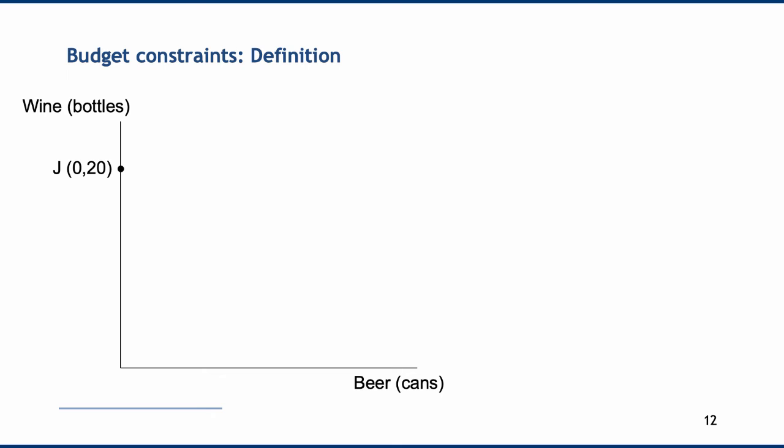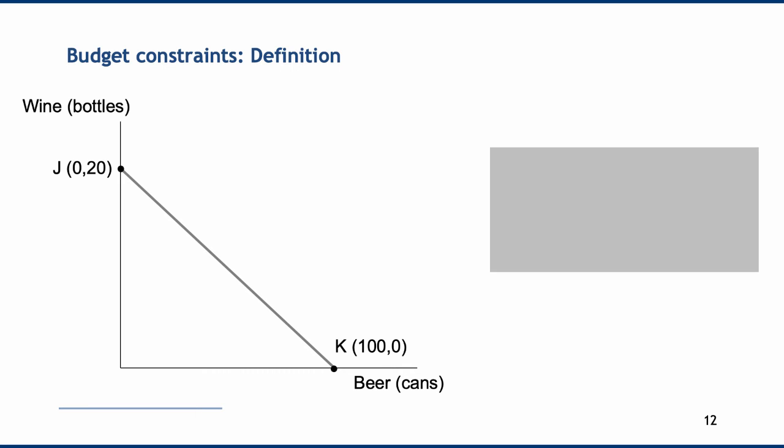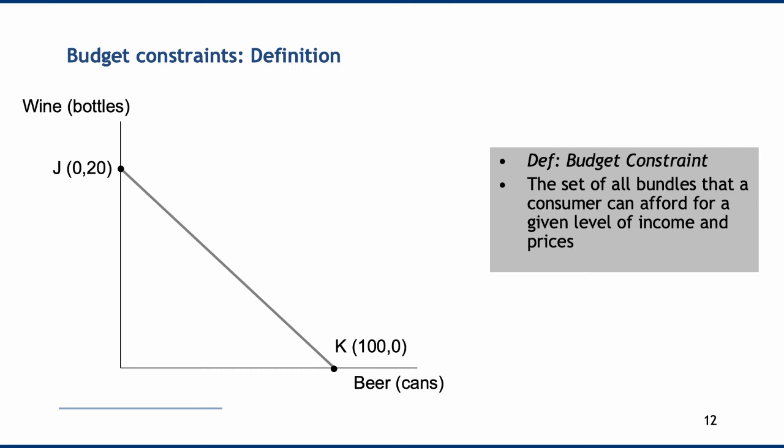And we can do the same thing for beer. We can say if we spend all of our money on beer, we'll be able to afford 100 cans of beer. We wouldn't have any bottles of wine, and we're going to call this point K. Now we can draw a line between J and K, and we're going to call this our budget constraint. The definition of a budget constraint is the set of all bundles that a consumer can afford for a given level of income and prices.